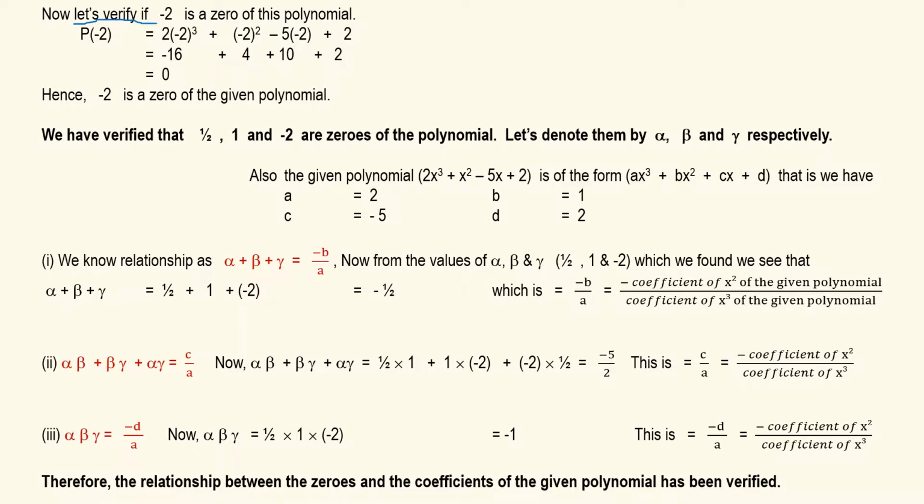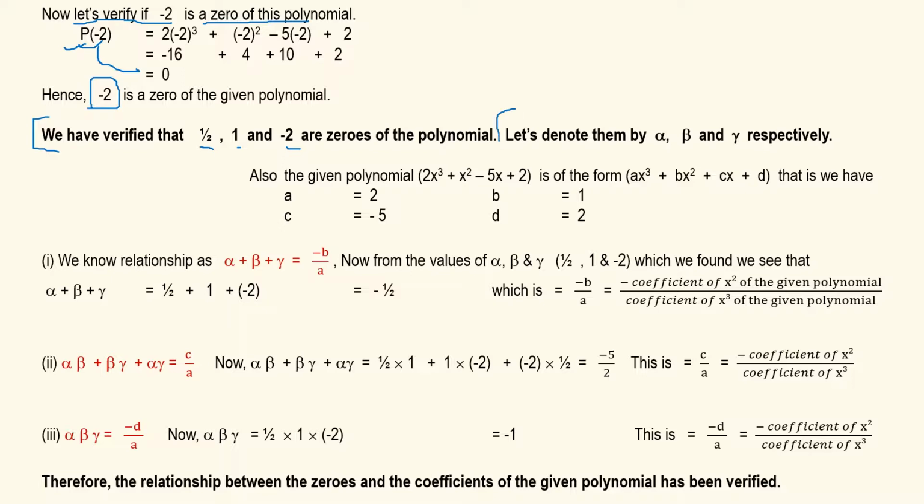Now let's verify if minus 2 is a zero of this polynomial. When we put x equal to minus 2, we get the value of the polynomial is equal to 0. Hence we can say that minus 2 is a zero of the given polynomial. Therefore, by now we have verified that 1/2, 1 and minus 2 are zeros of the given polynomial.